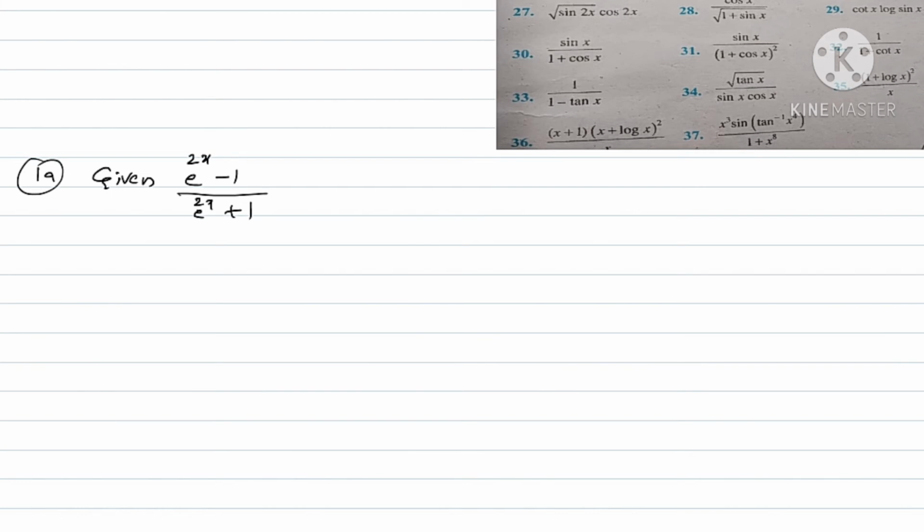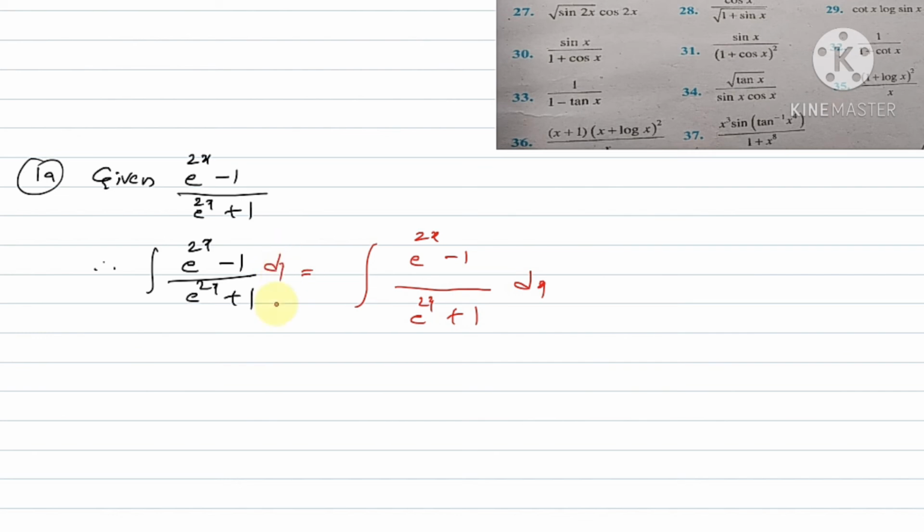Now coming to the 19th problem. The 19th problem is given like this, and we have to find the integration. I am writing the integral of e power 2x minus 1 upon e power 2x plus 1. Clear? So I am going to solve this, which implies the integral of e power 2x minus 1 upon e power 2x plus 1 into dx, as it is.